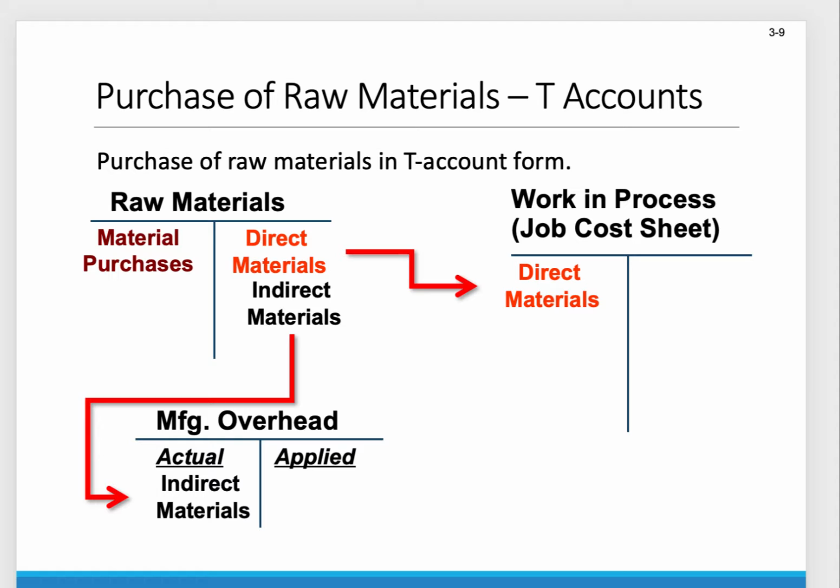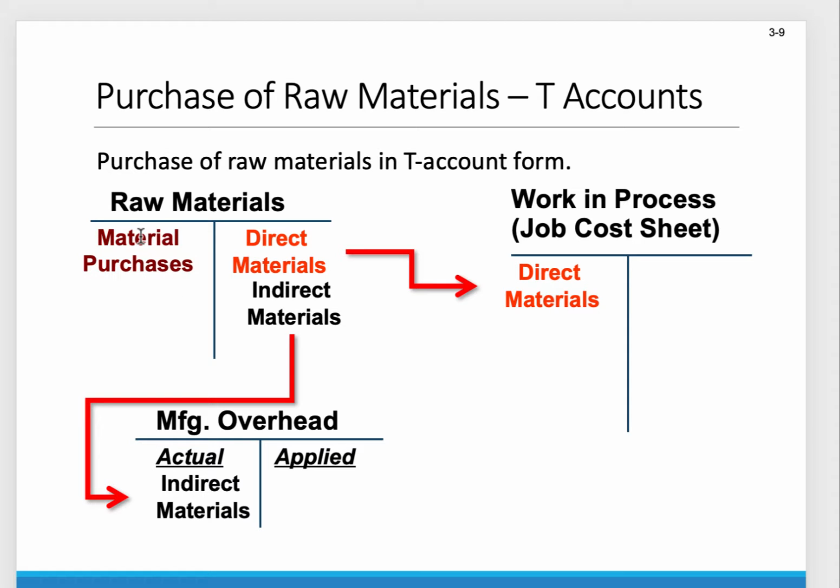So let's look and see what happens. Well, we purchase raw materials, okay? We're not worried about the dollar amount yet. Well, we purchase raw materials, so that means that we're going to debit, or we're going to have a left entry for the materials purchased. So we debited raw materials to show that we purchased something, okay?